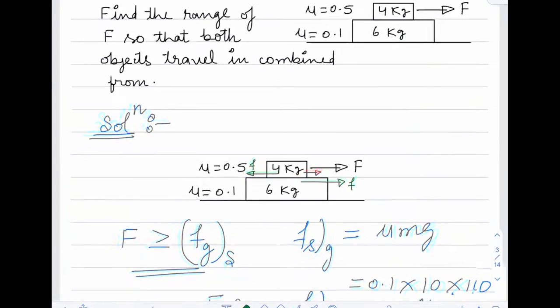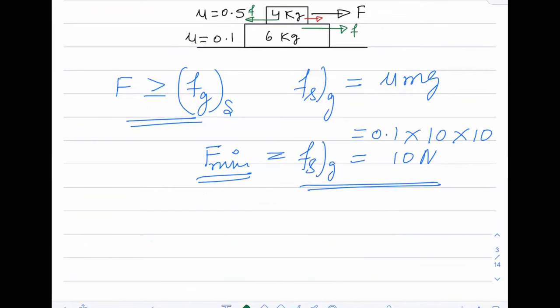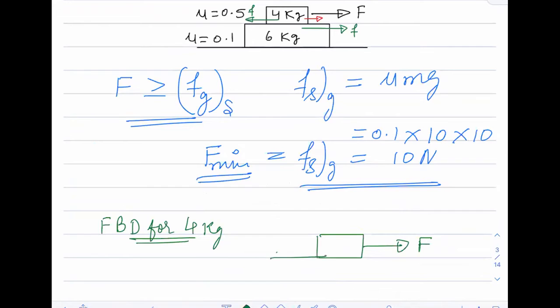So I'm drawing here the FBD for the 4 kg block. If you see here, one force is here, and one frictional force is here. Under the combined effect, it can move with the acceleration A. Fine.